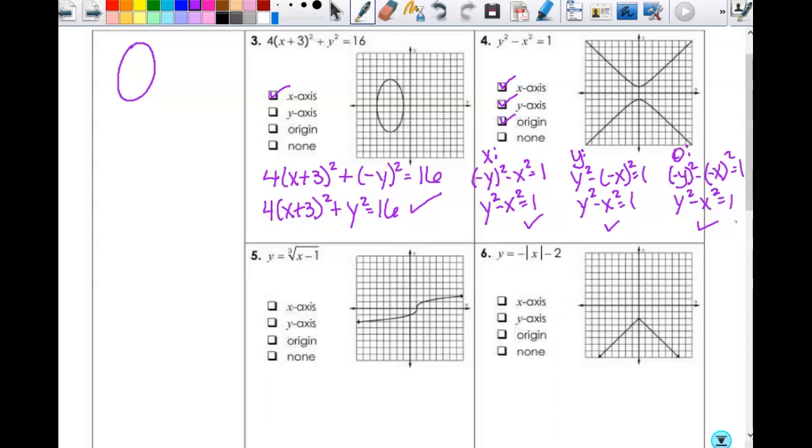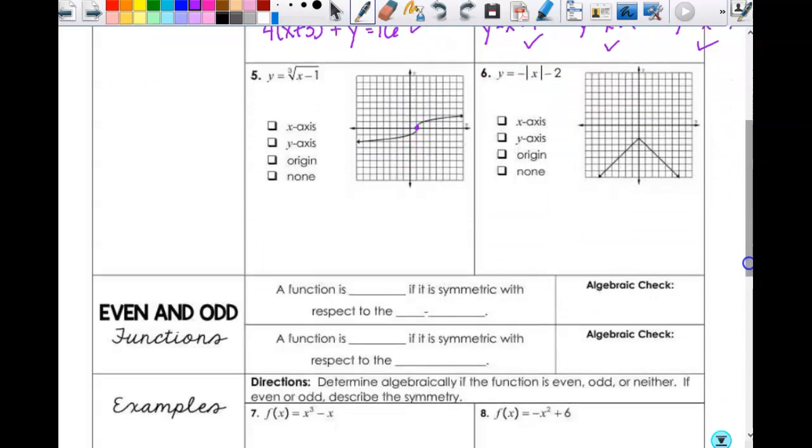All right, what questions do you have? Good? All right, look at number 5. Do we have x-axis symmetry? No. Y-axis? No. Origin? No. Almost, but we're off a little bit, right? It does have rotational symmetry, but it's not on the origin, so it's none.